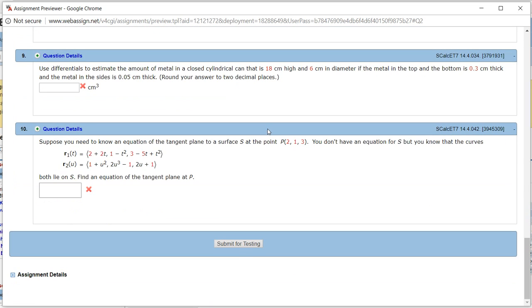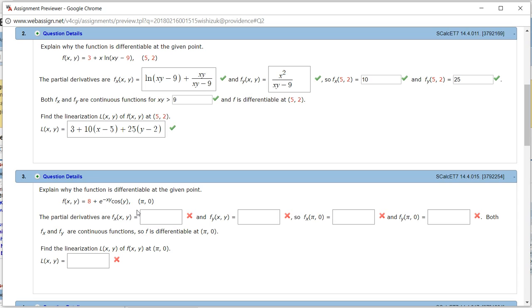So let's double check. Submit for testing. All right, I came back and it looks like we got everything correct. That's it. I hope that this was clear.